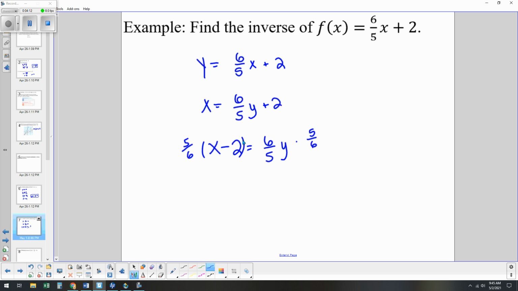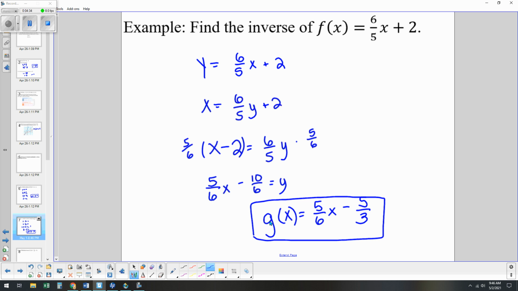So I will distribute this. So 5/6 x minus 10/6 equals y. So I'm going to write this now as g of x equals 5/6 x, which doesn't reduce, so it'll stay 5/6 x. And negative 10 over 6 is actually negative 5 over 3. So this would be the inverse of 6/5 x plus 2.